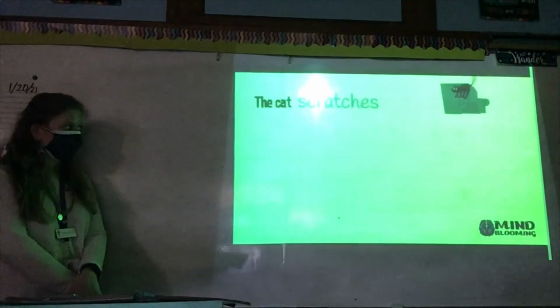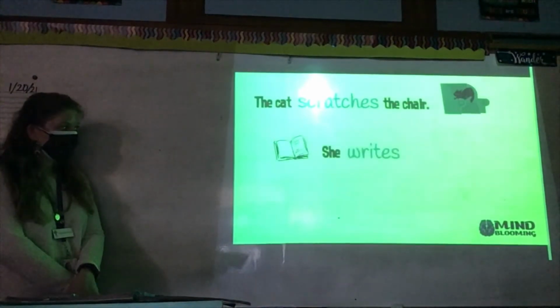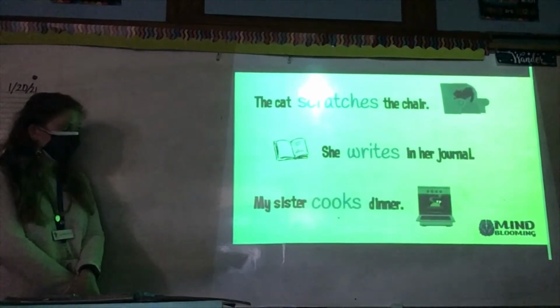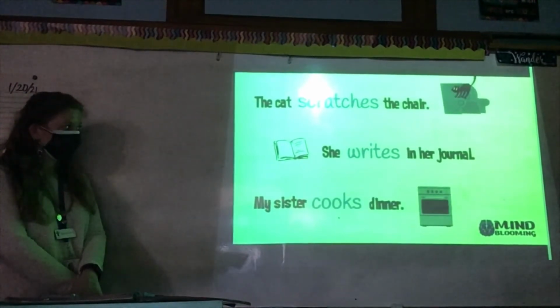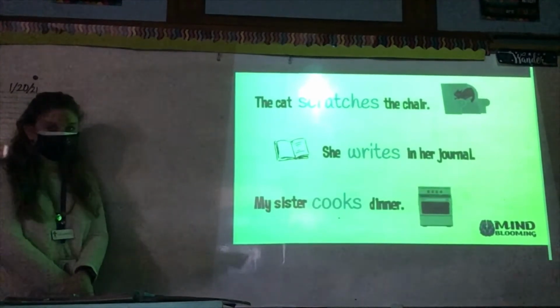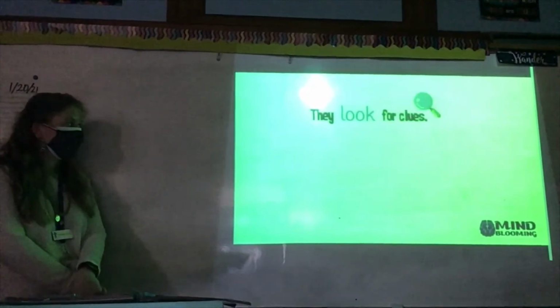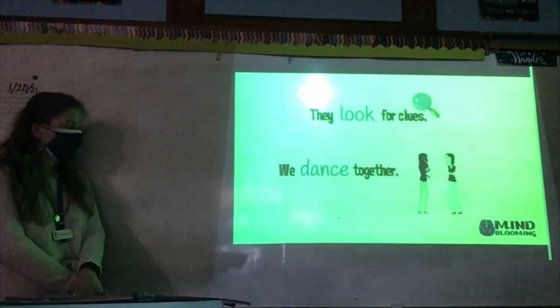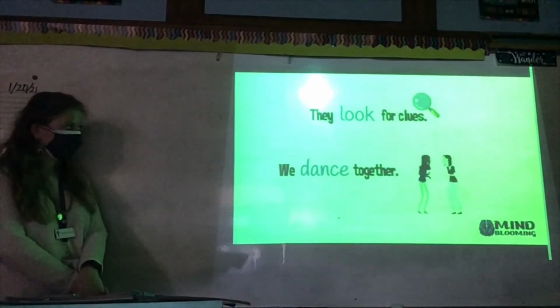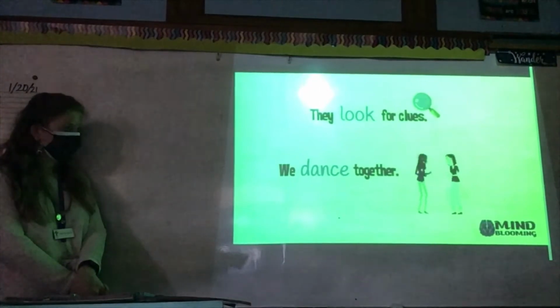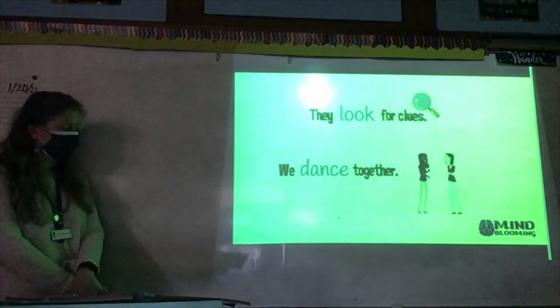The cat scratches the chair. She writes in her journal. My sister cooks dinner. For all these examples, we added s or es to the verb because the subject in the sentence is singular. They look for clues. We dance together. For both verbs, we did not add s or es. We left them as is because the subjects in both sentences are plural.